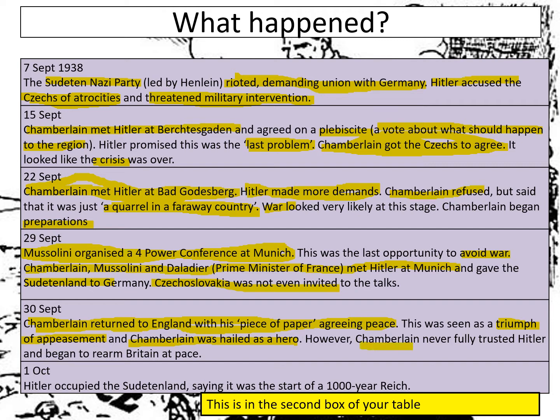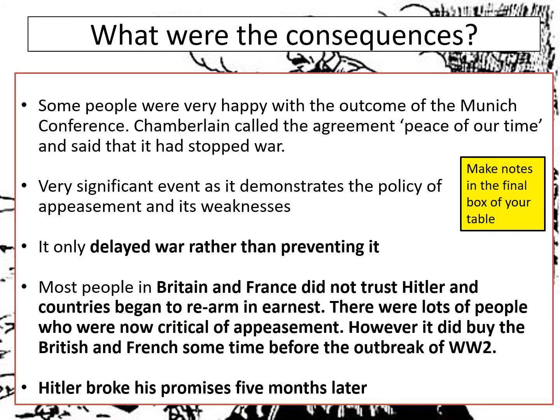But Chamberlain never fully trusted Hitler. In the background, he began to rearm Britain. He knew that this may not hold and that peace may not be something that was going to be long term. So from October, Hitler occupied the Sudetenland, delighted that he'd got yet another thing that he wanted. Pause this now and fill in the second box of your table.